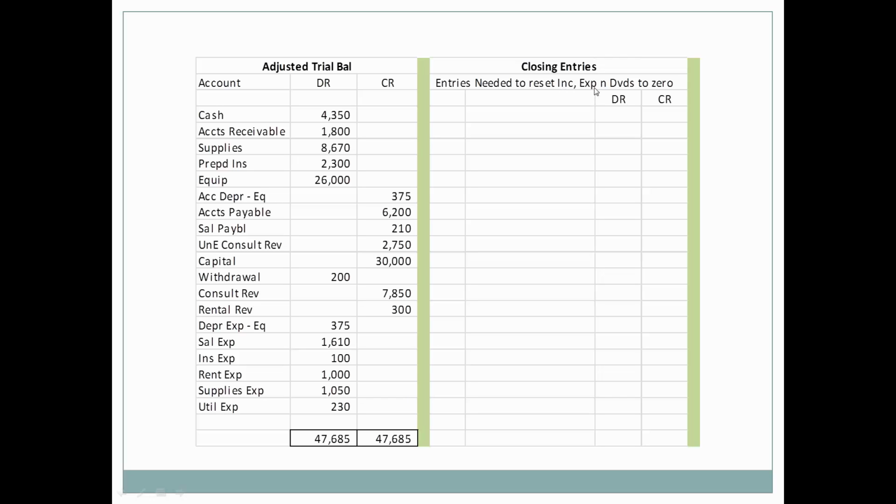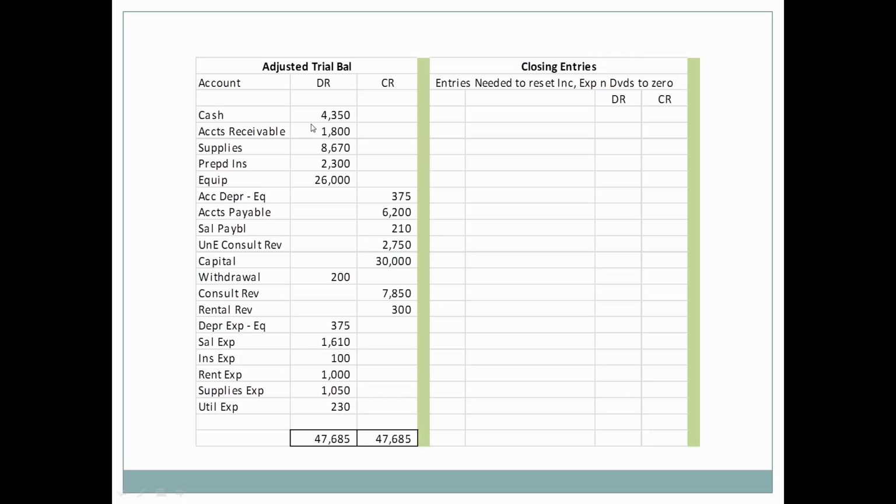So income, expenses, and dividends are all temporary accounts and will need to be set to zero so they can begin to capture the new data for the new accounting period. However, all of the balance sheet accounts, which are cash through capital, will remain the same because those are definitely associated with an asset or a liability which exists.